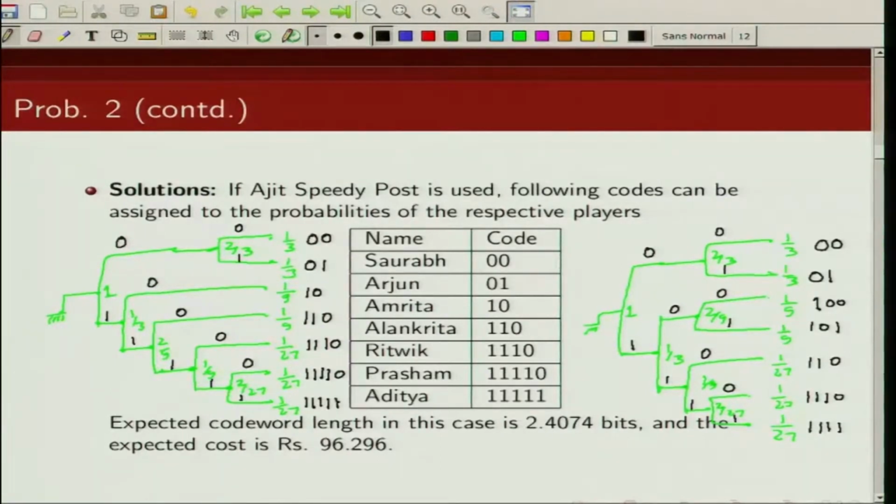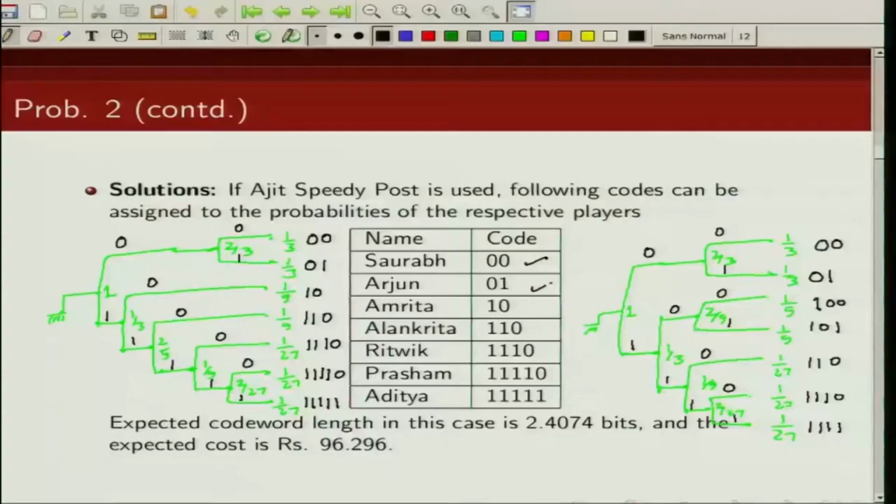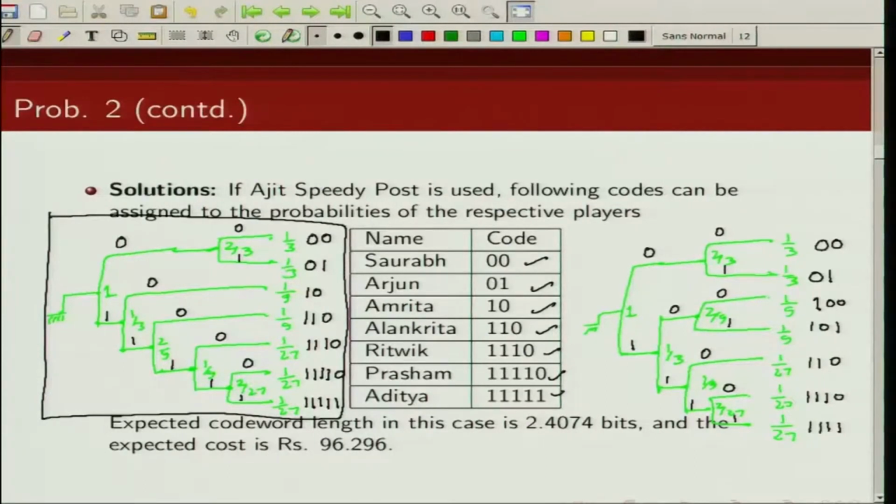So there are multiple ways in which I can create this Huffman tree. Each one of them will give the same expected value. You can verify that. And what I have written here is actually this one. Okay. Now you can find out what the expected code word length is from path length lemma.